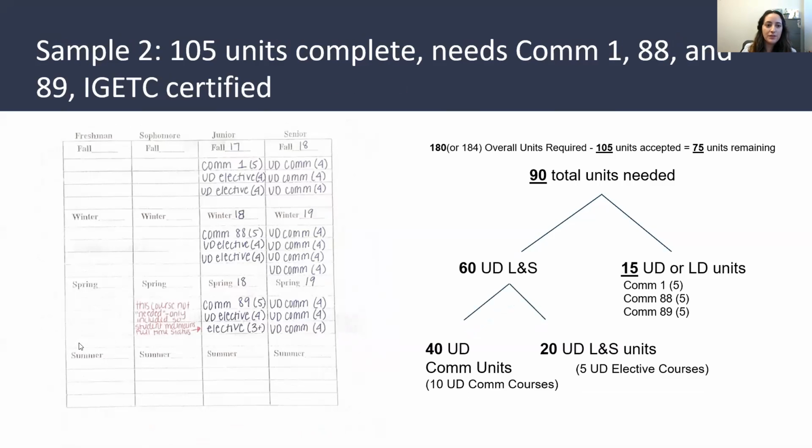So our next sample, we have a student that transferred in with 105 units and needs 3 of the 4 pre-comm classes. So this is usually one of the most common cases we see. They already completed stats at their last college and they have 3 pre-comm classes to go and they have their IGETC. So in this case, this student would be able to graduate in 2 years as well by taking 1 pre-comm class per quarter their first year and then finishing all the upper division comm classes their senior year.